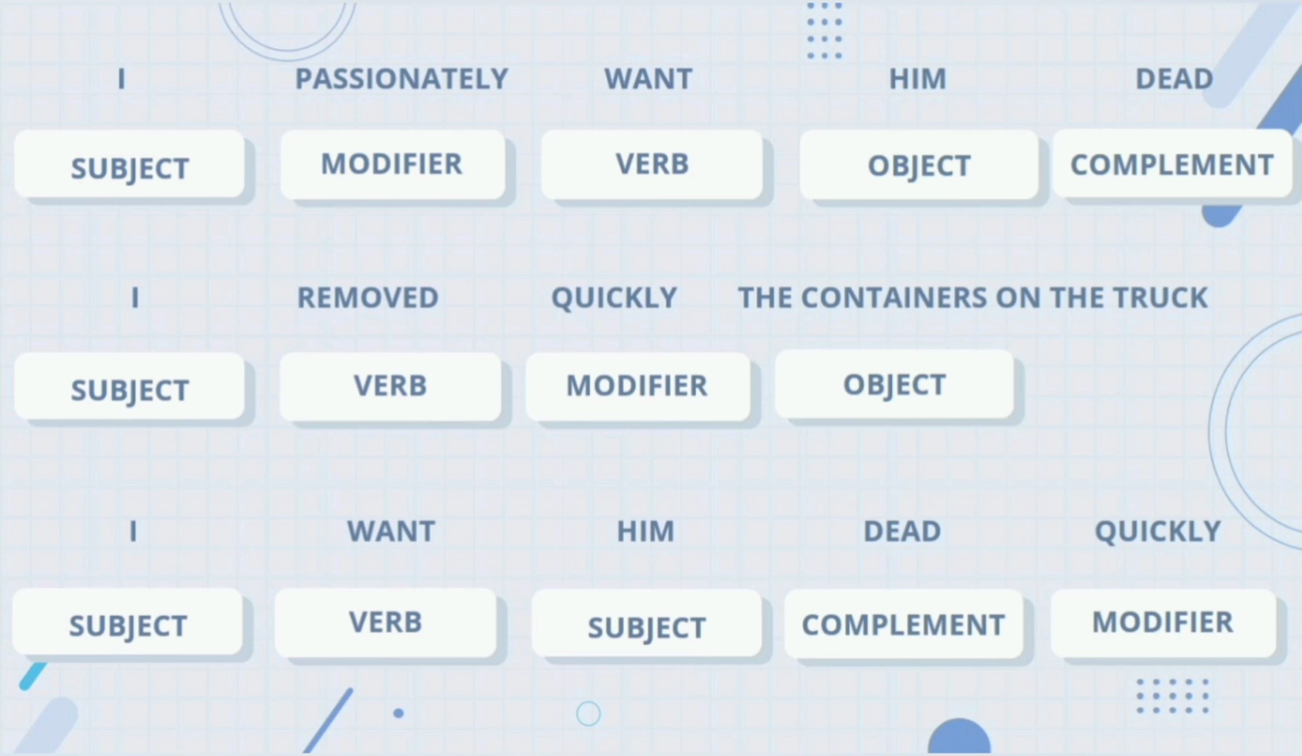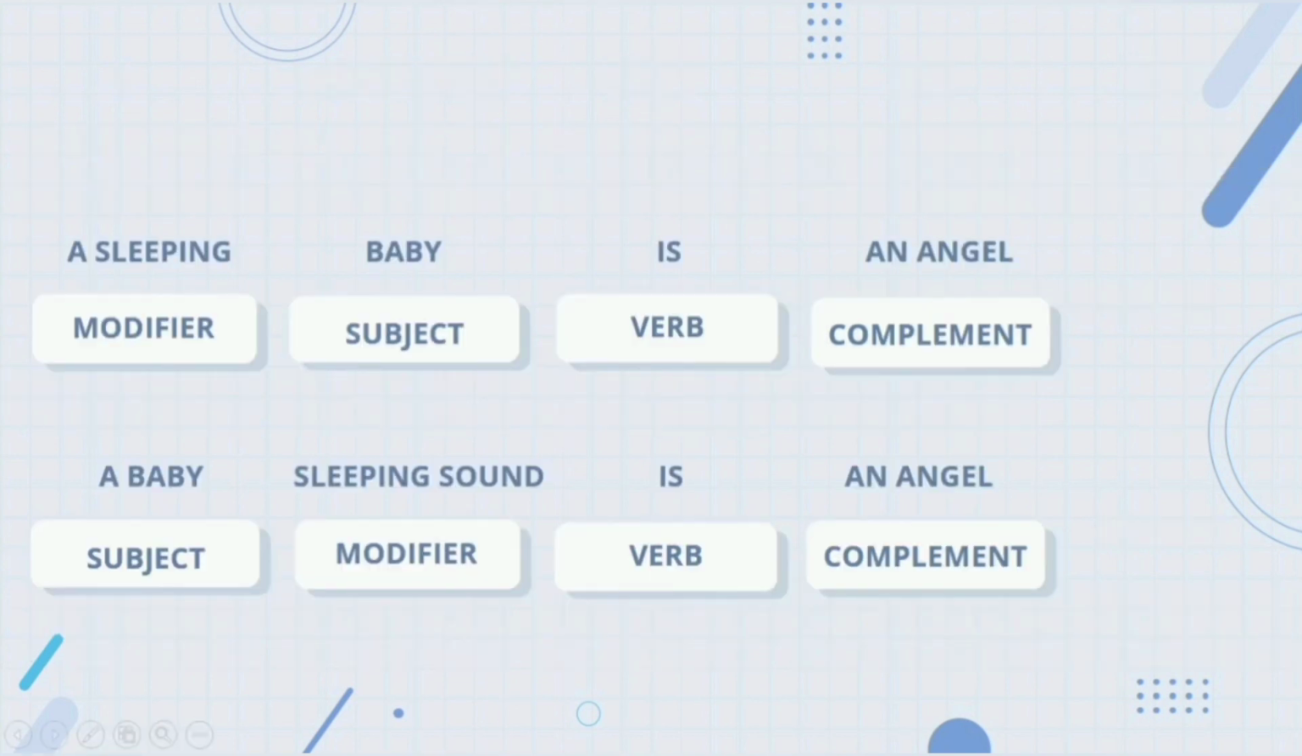On the other hand, if the modifier consists of an adjective, then it can only come before and after the noun. For example, the sentence, a sleeping baby is an angel, and a baby sleeping sound is an angel.